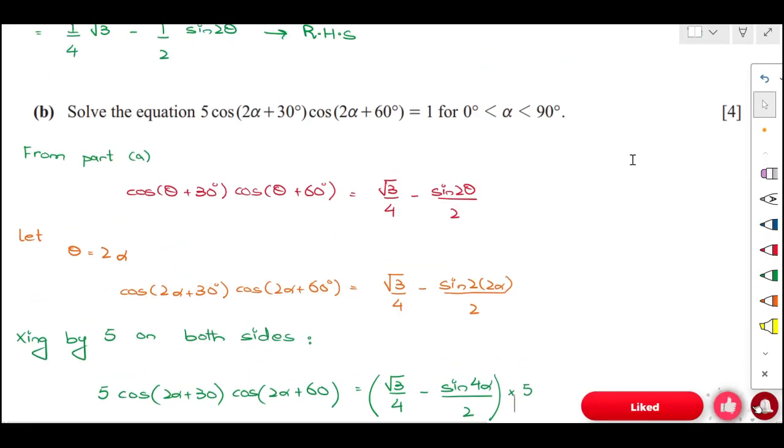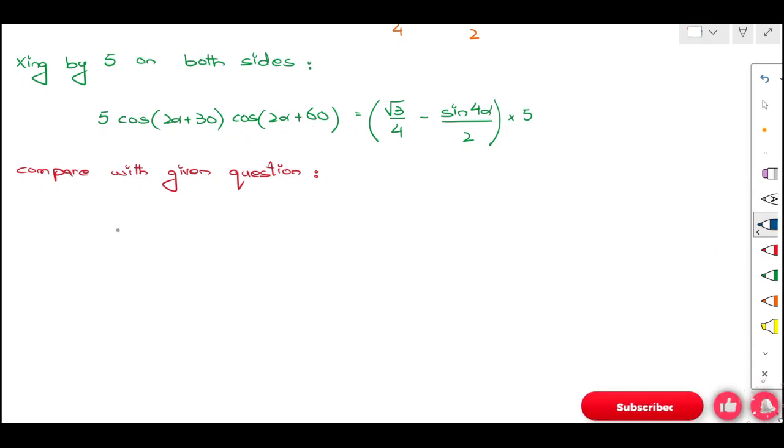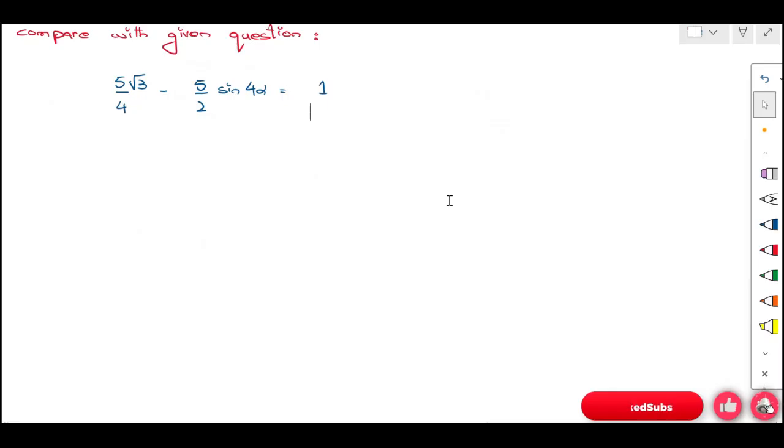Okay, now we have done with the left hand side. So this whole left hand side is this, that is equal to 1. So here we can say compare with the question. We need to compare with the given question. Okay, and after comparison we come to know that this whole thing is 5 root 3 divided by 4 minus 5 by 2 sine 4 alpha, that is equal to 1. Okay, now we need to just solve.